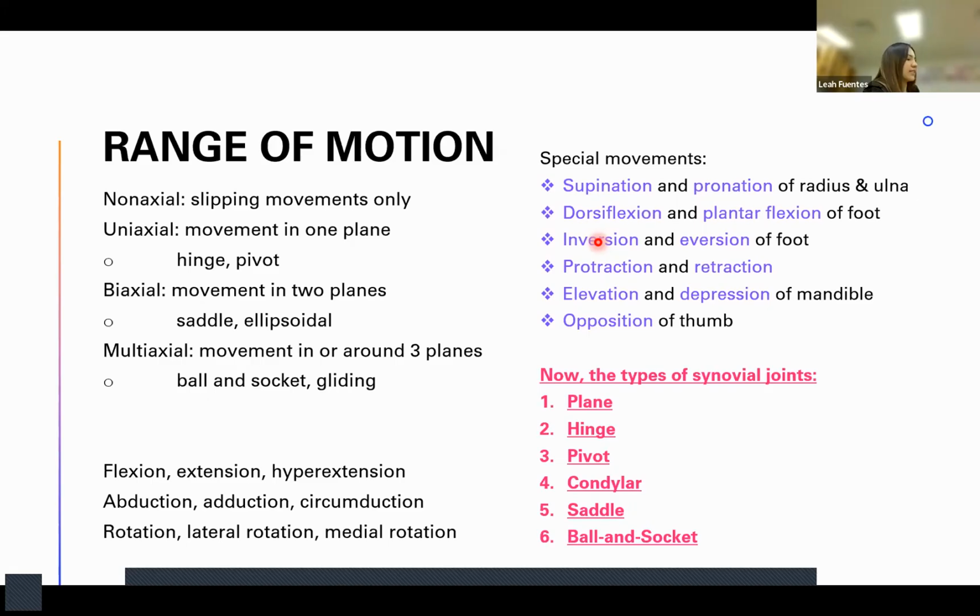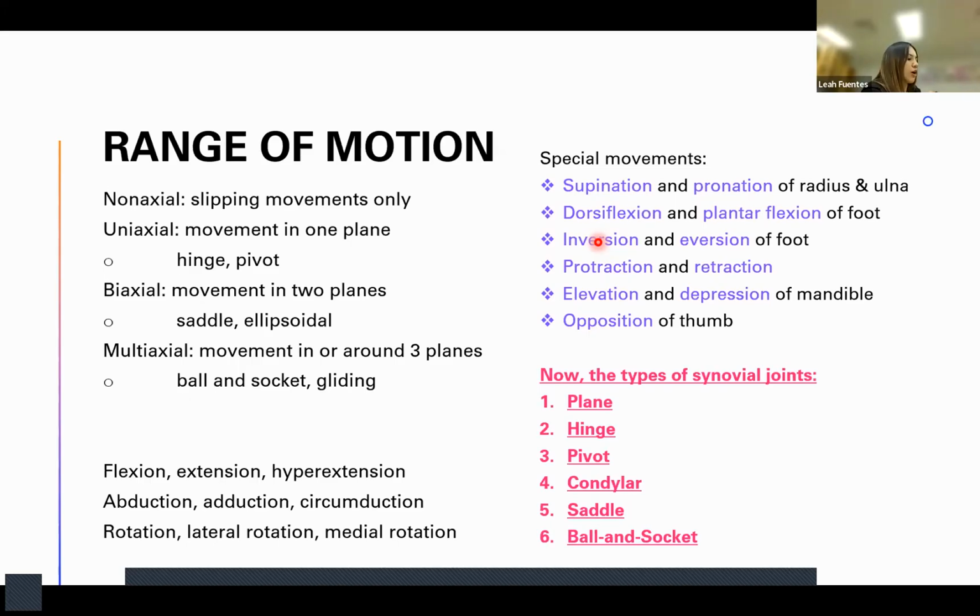The pivot joint is a rounded projection that fits into the sleeve or ring of bone and allows for rotation. So I think the easiest example of this is your atlas and axis. The axis has that dens process that projects up, allowing for rotation.